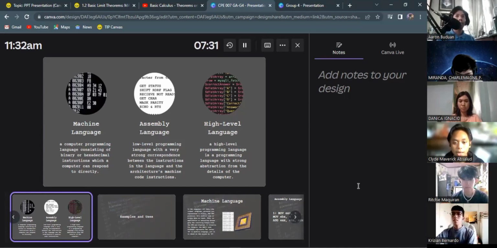Now, moving on to high-level languages. A high-level programming language is a programming language with a strong abstraction from the details of the computer. It is made for humans for easy understanding and use. So the high-level languages are mostly used today because they're more accessible and easy to use, as I said earlier.